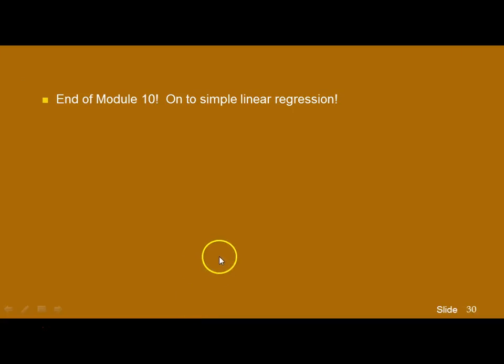And that's all we're going to do in Module 10. And we're going to move on to our next topic, which will be simple linear regression.